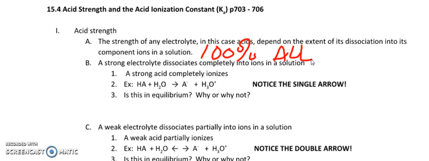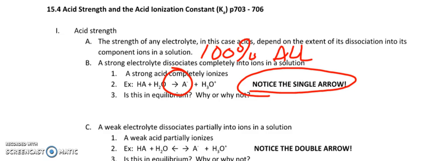So the example is HA, so that is your strong acid in this case. In water, again it has to be in water, it will dissociate into A- and H3O+. The A- is the conjugate base and the H3O+ is the hydronium ion. So what do I have right here? Notice the single arrow right here. What does that tell me? It tells me that it's a strong acid. Write that down. A single arrow is a strong acid.